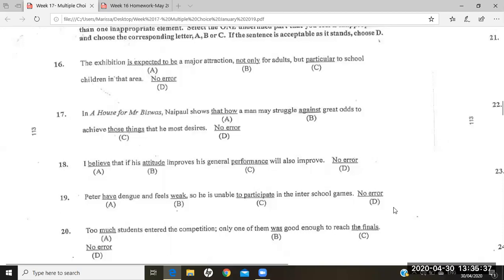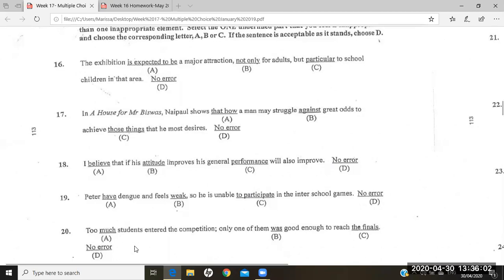Number 19. Peter have dengue and he's weak, so he is unable to participate. The answer is A. Yes, it is A. What is it supposed to be read as? Has. Yes, Peter has. So the error is A, Peter has.